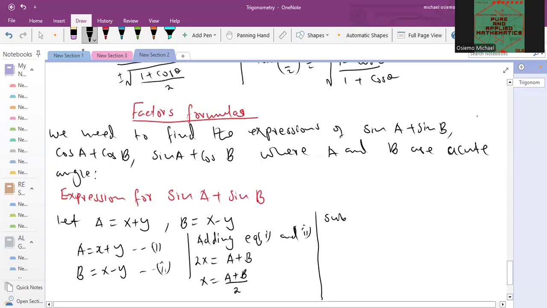Subtracting equation 2 from equation 1, you're going to have A minus B is equal to 2y. And this means that y will be equal to A minus B over 2.